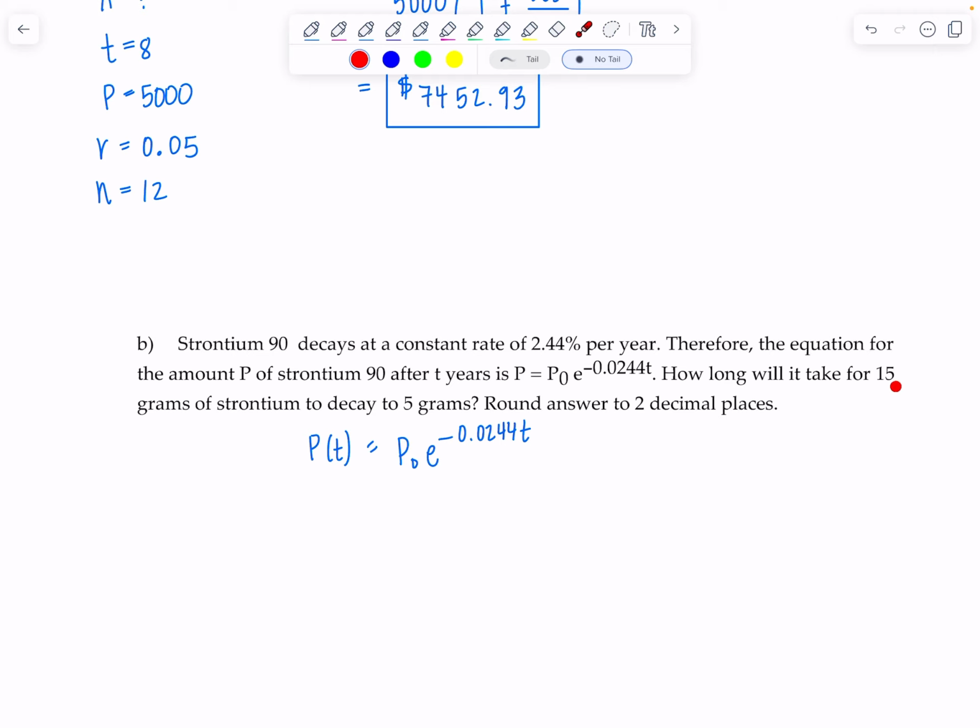So 15 is the starting amount. That's P naught. Some people mess that up. P naught, we start with 15 and we're going to decay to 5, and we want to know how long that's going to take. So we're solving for t. Okay. That should have been the first step.